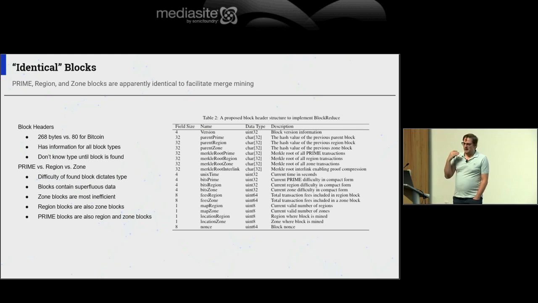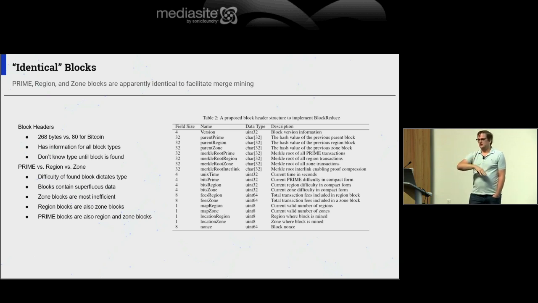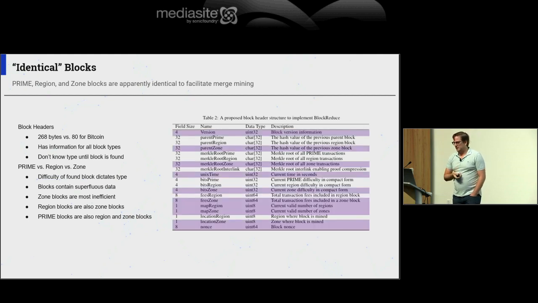And what that block header becomes is based on the difficulty that you ultimately find. If I find a difficulty that meets my zone difficulty, I've found a zone block. If I find a difficulty that meets my region difficulty, I've found a region block, and I've also simultaneously found a zone block because I also met my zone difficulty. And if I find a block that meets the prime difficulty, I've found all three. So what does that look like?